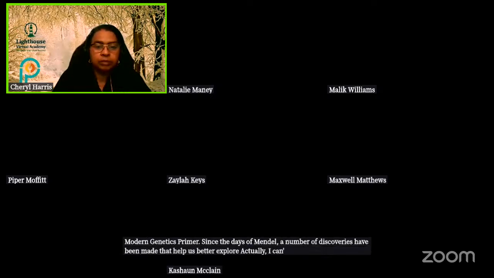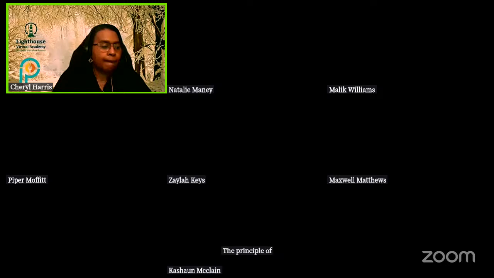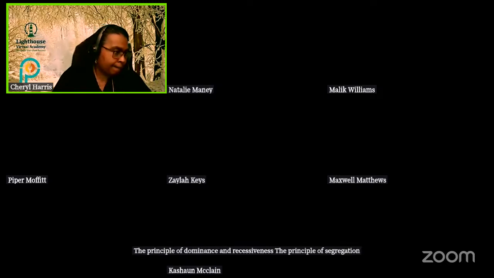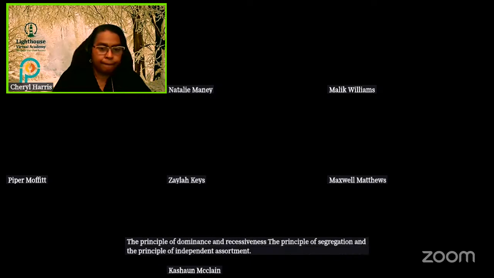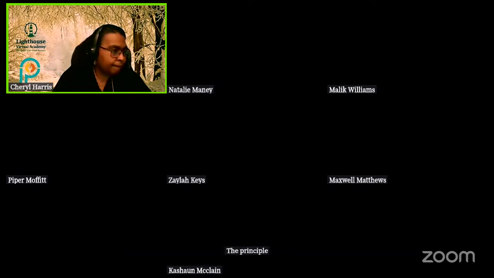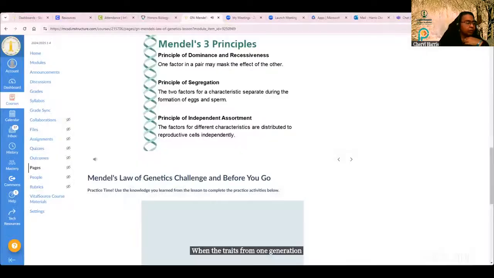Mendel published a paper in 1865 with these three conclusions to his research. The principle of dominance and recessiveness, the principle of segregation, and the principle of independent assortment. The principle of dominance and recessiveness states that one factor in any trait's pair may mask the effect of another. We examined this on the last diagram, when the traits from one generation reappear in later generations.